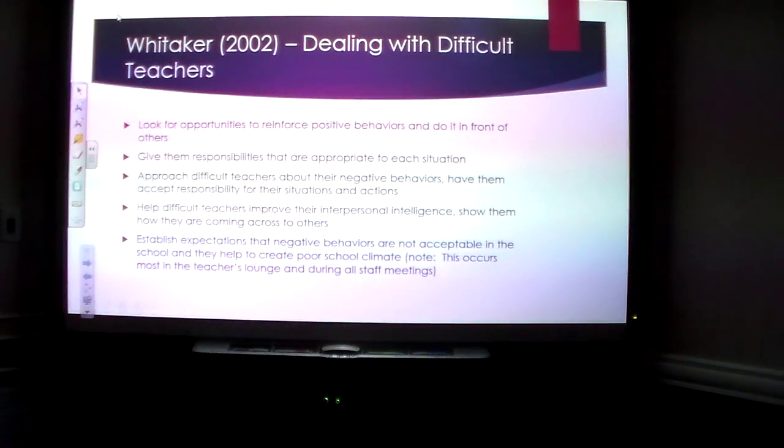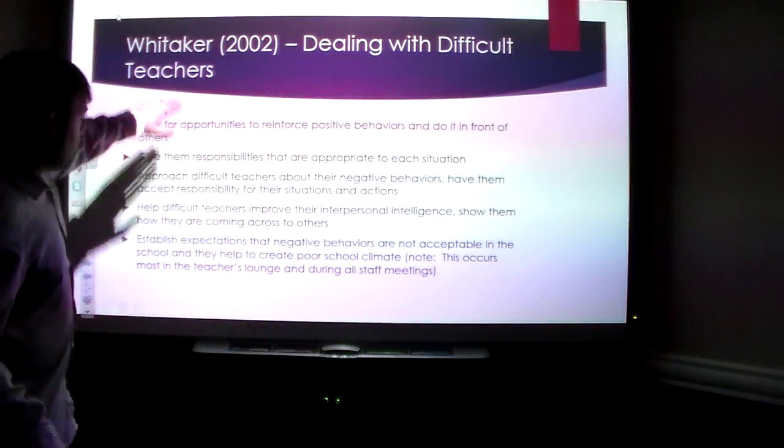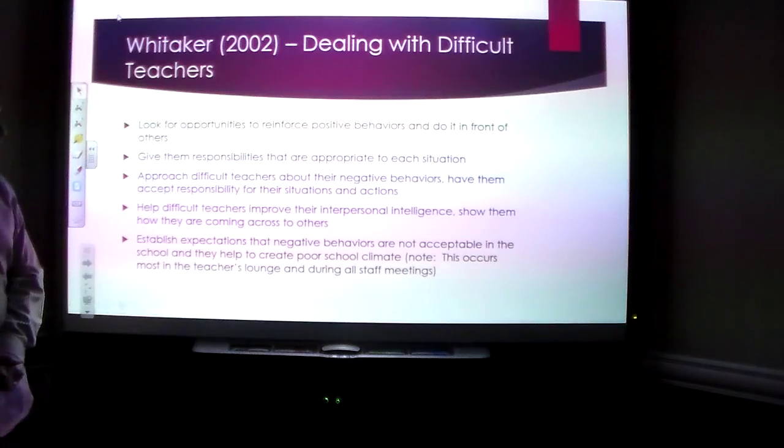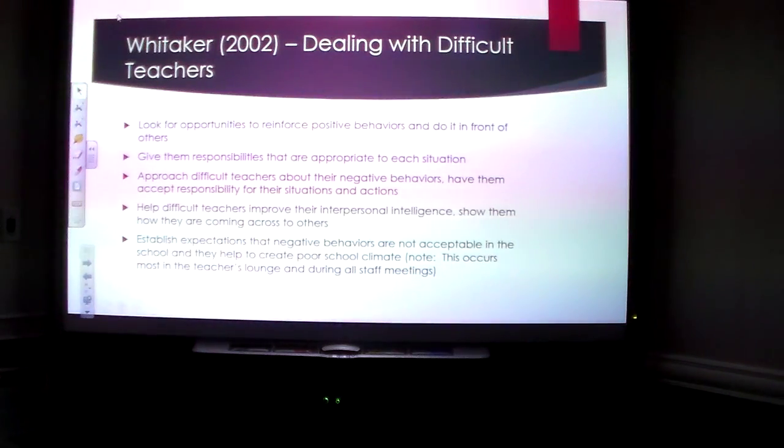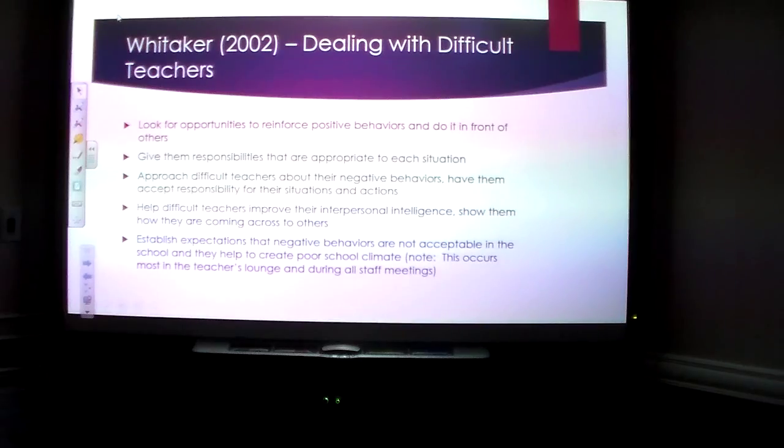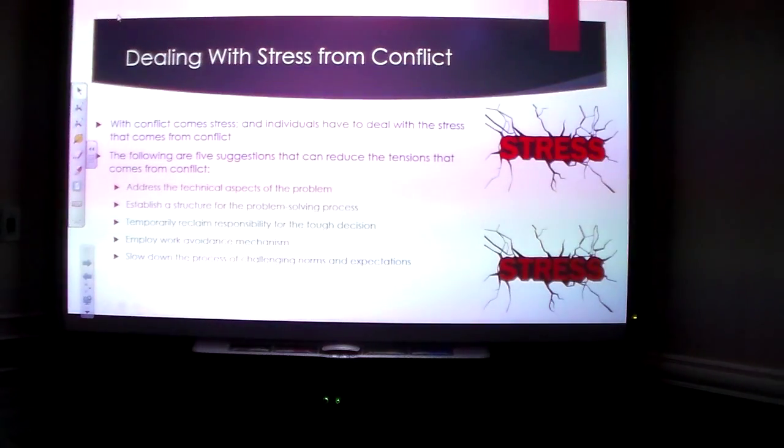Try to give them opportunities for positive behaviors and reinforce them in front of others. It makes them feel good. If they're having problems communicating with others, then you need to show them how they come across to others. If nothing else works out, after you've approached them and tried to help, try to show them that negative behaviors are not acceptable, in that they create a poor school climate, which, as we all know, is normally found in the teacher's lounge or during staff meetings. That's why you have to have strong rules set down for your staff meetings, what they look like, and what you expect them to do.